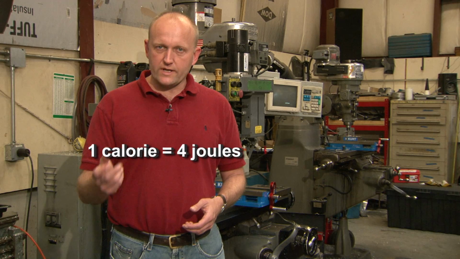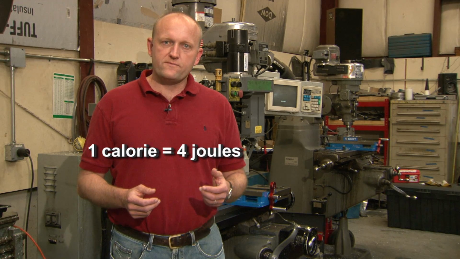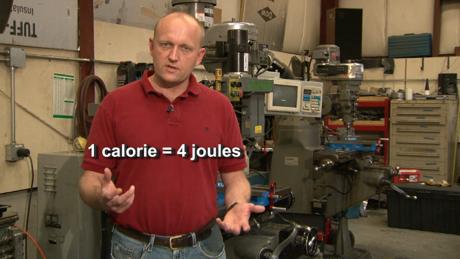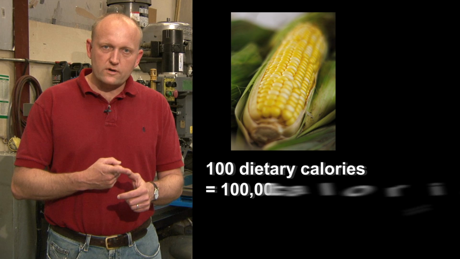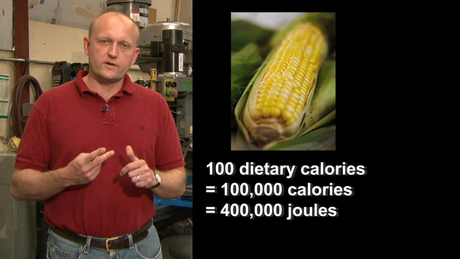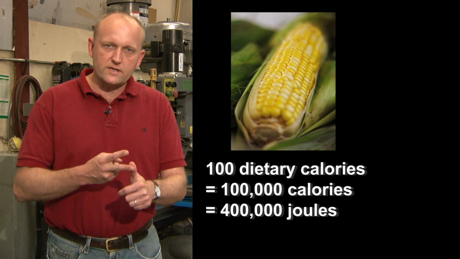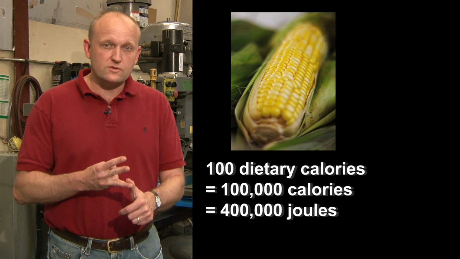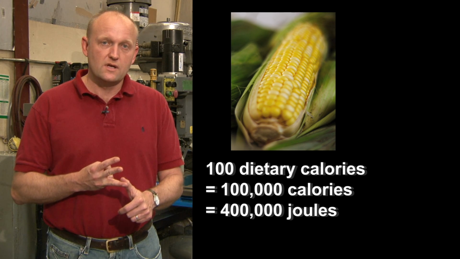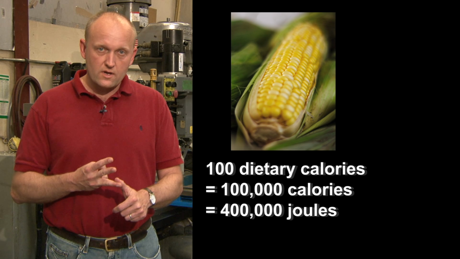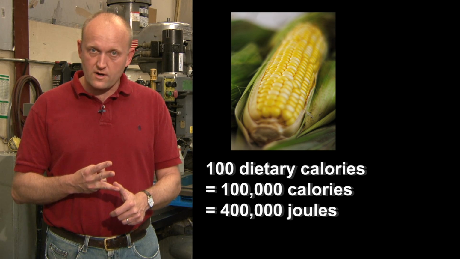So it's important to understand that a calorie is actually 4 joules. There's a conversion that you have to do. So what we find is that taking that last conversion into account, the ear of corn is 100 dietary calories, which is 100,000 calories, which is 400,000 joules. That's like 500,000 joules. That's a lot of energy. It's way more than anything else that we put on our list so far.